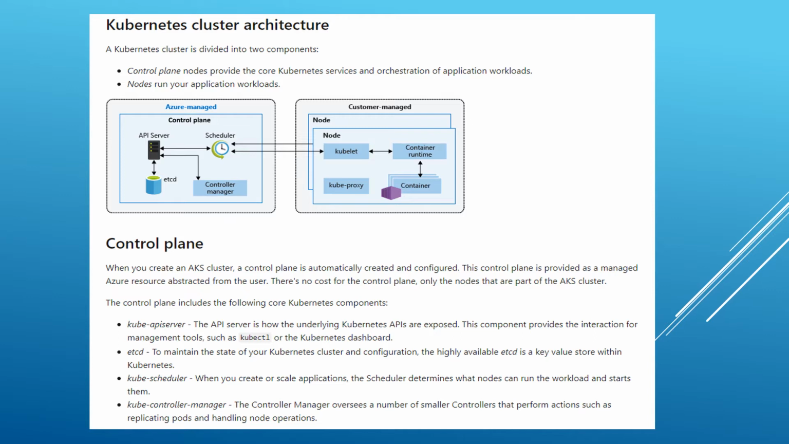Kube API server. The API server is how the underlying Kubernetes APIs are exposed. This component provides the interaction for management tools such as kubectl or the Kubernetes dashboard. etcd is a kind of database, I can say, to maintain the state of your cluster and configurations. The highly available etcd is a key value store within a Kubernetes cluster. Kube scheduler. When you create or scale an application, the scheduler determines what nodes can run the workload and starts them.